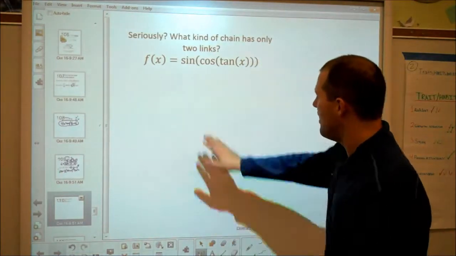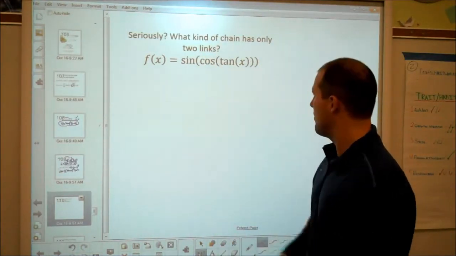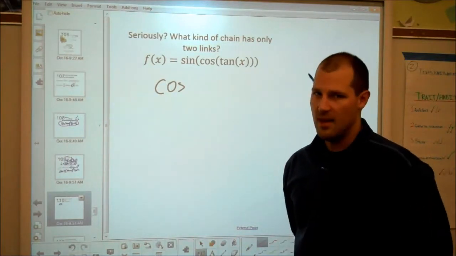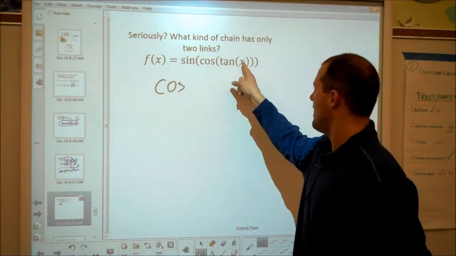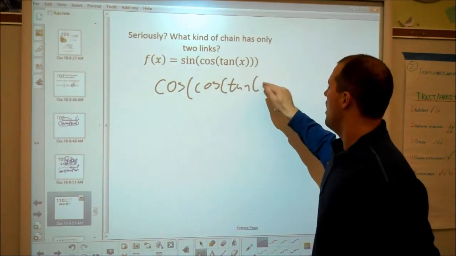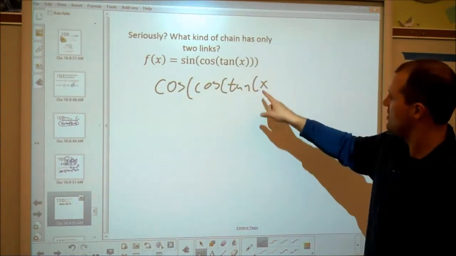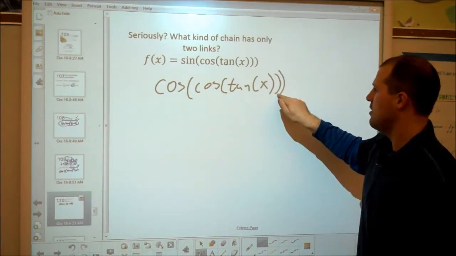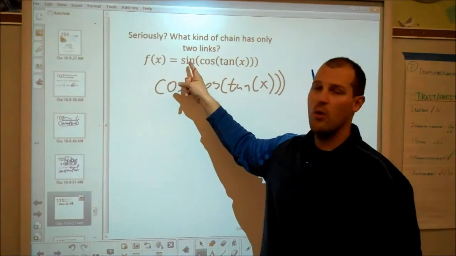So let's start on the outside. That would be sine. I'm going to write down my derivative of sine. I know that's cosine. What happens to the guts? They remain the same. So we've got a cosine, a tan, and an x. Cosine of tangent of x. Now match your parentheses up. So I got to close that one, got to close that one, got to close that one. We've dealt with the sine function.